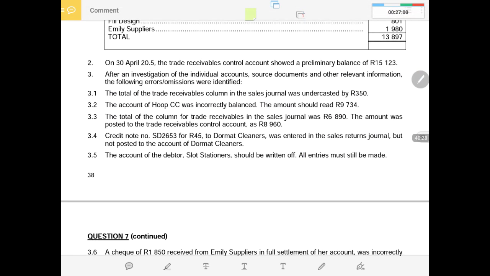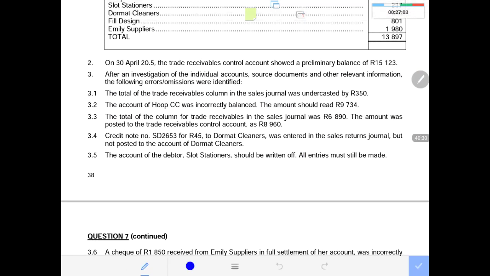3.5 says the account, and please take note of this. The minute they say the account, they refer to the customer. And they said not posted on the account. They are referring to the list of debtors, the account of the specific customer. That means the correction will be made in the list of debtors. Then again, it does not mean that if there's an account, you'll always go to the list of debtors.